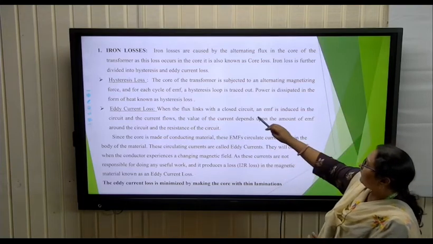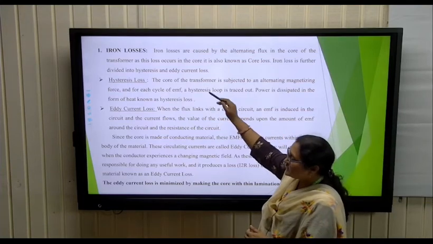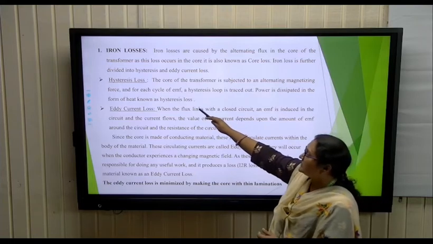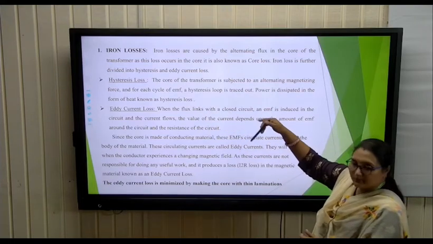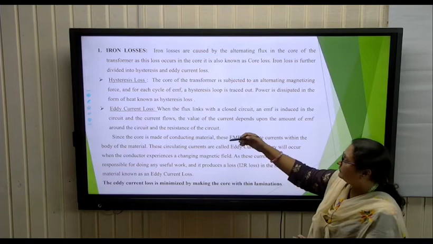Fine. Now here, based upon its magnetic property only, you can trace the hysteresis losses, because that is a magnetic property of that core. Fine.